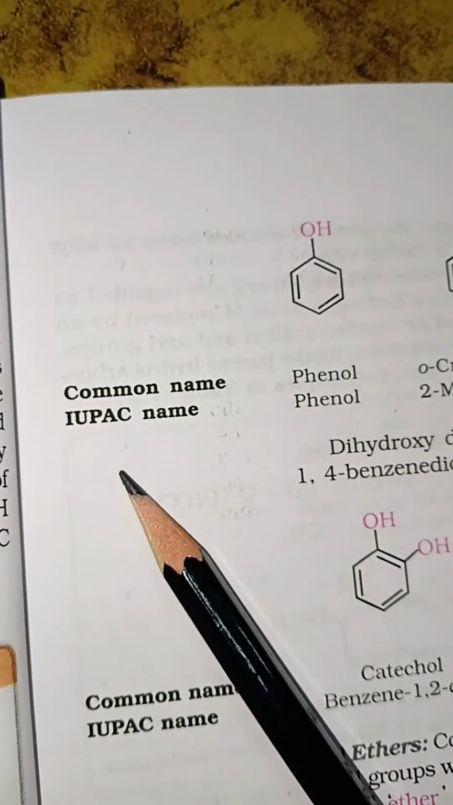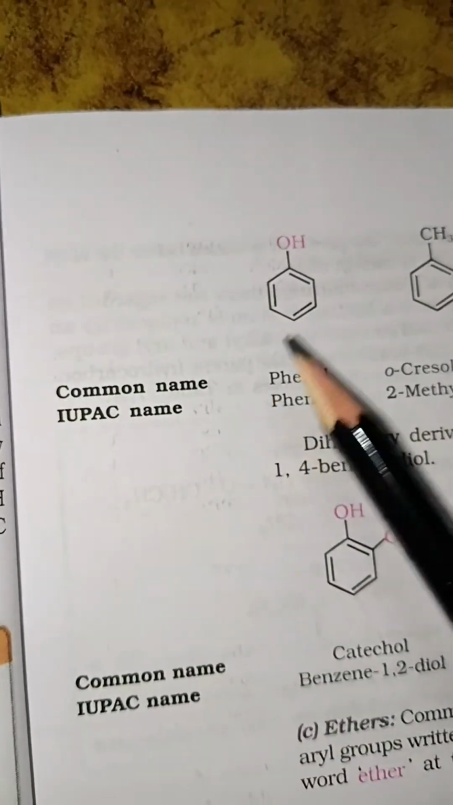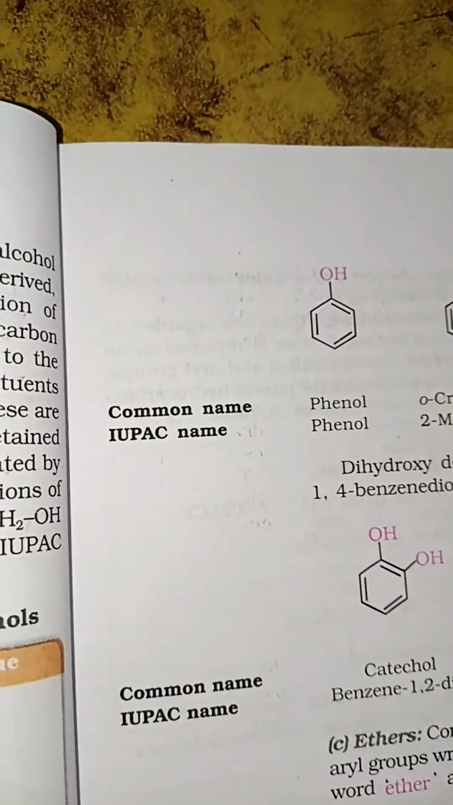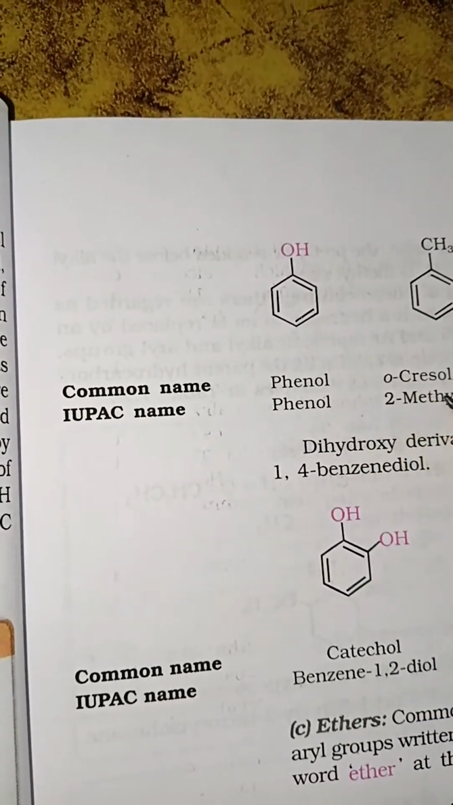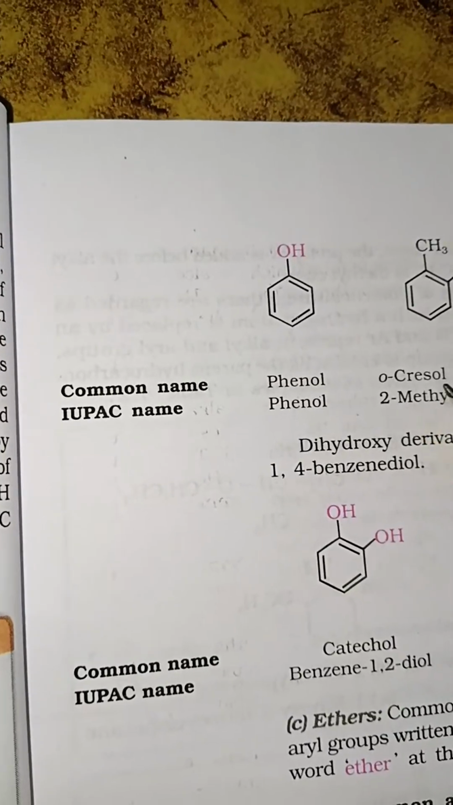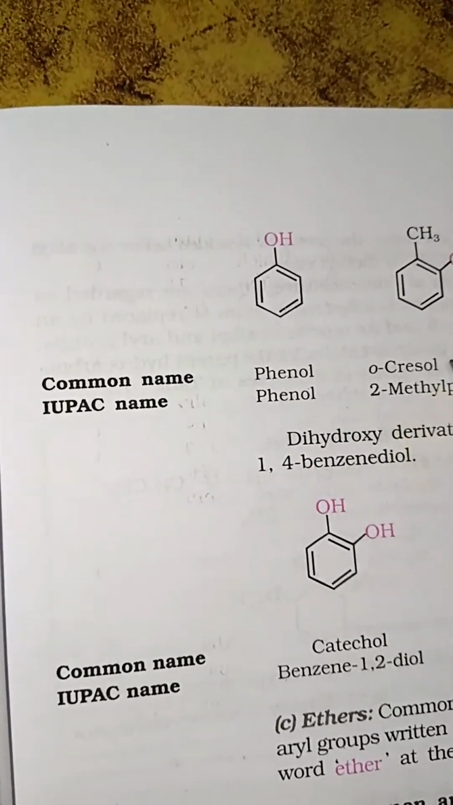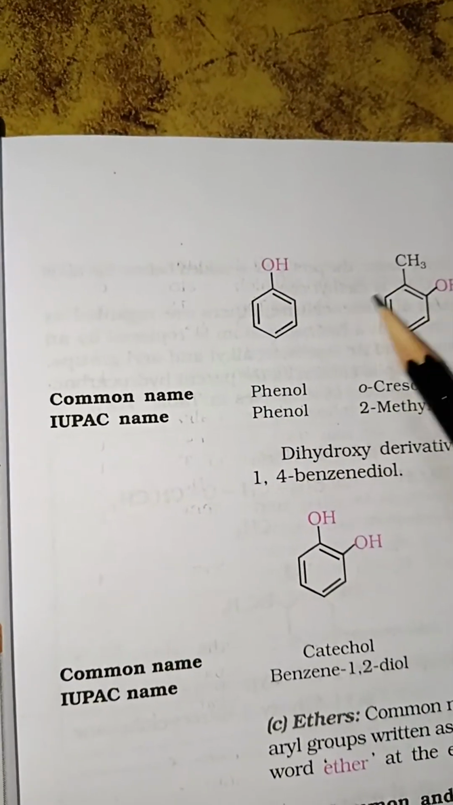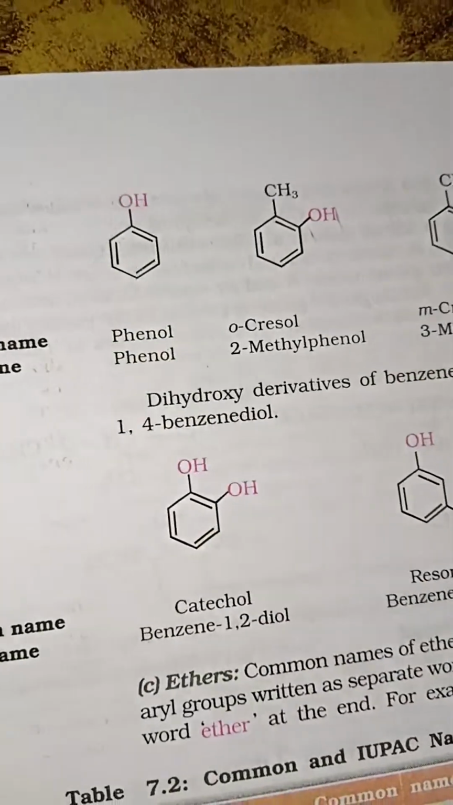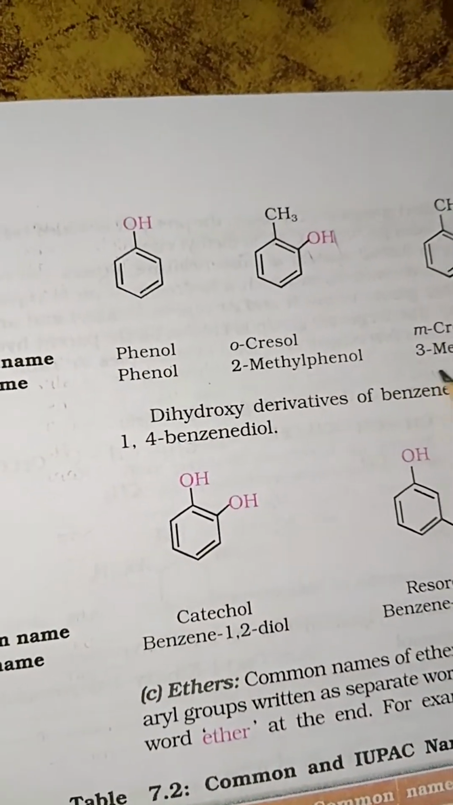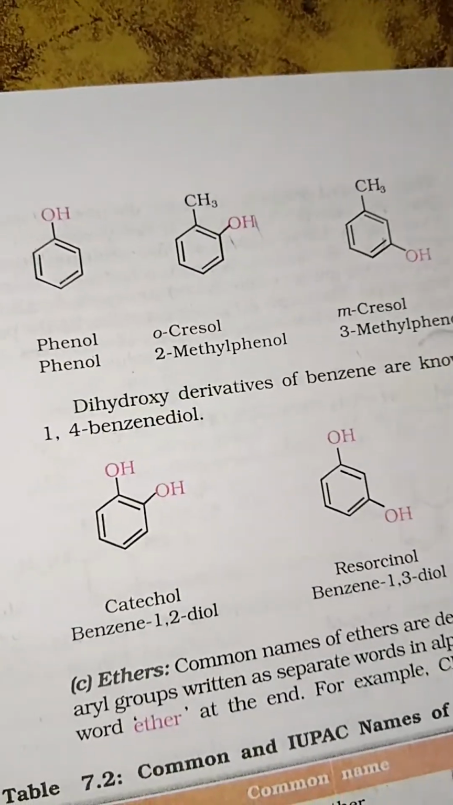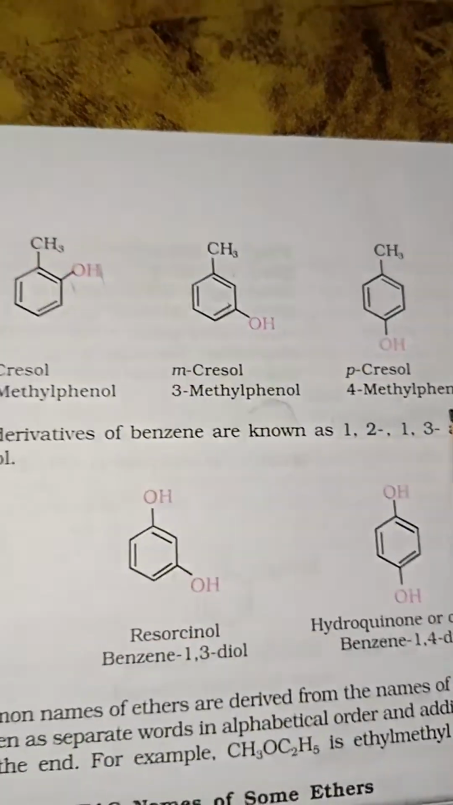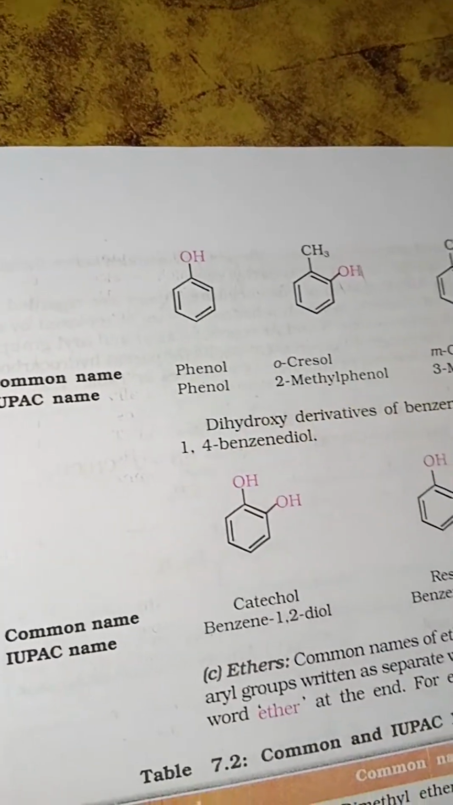Next, you will see the common name and IUPAC name. This is phenol, and this is o-cresol, 2-methylphenol. See, this is 1, 2, 3, so 3-methylphenol. See, 1, 2, 3, 4, this is 4-methylphenol.